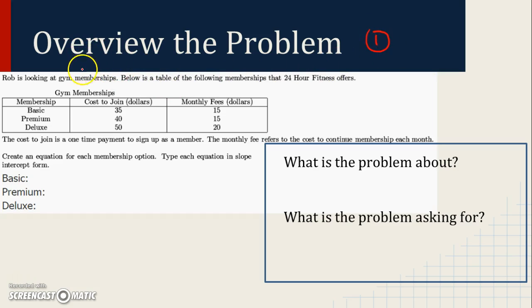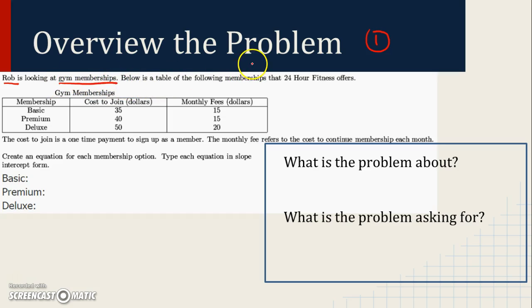The first step in this new plan is to overview the problem. So while I'm reading through this, I want you to try to answer these two questions. Rob is looking at gym memberships. Below is a table of the following memberships that 24-Hour Fitness offers. We have Basic, cost to join 35, monthly fees 15. Premium, cost to join 40, monthly fees 15. Deluxe, cost to join 50, monthly fees 20.